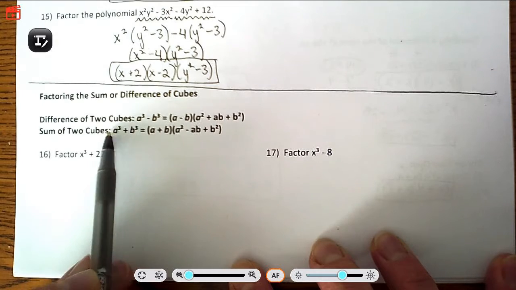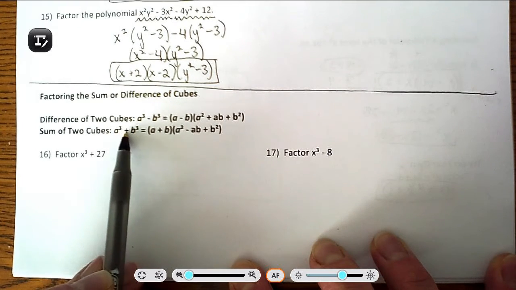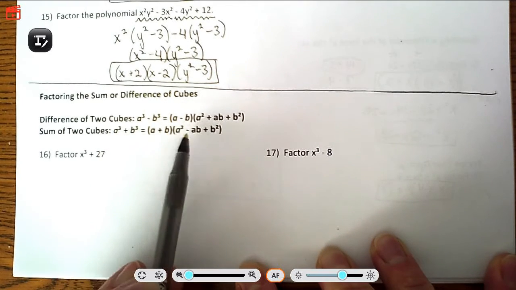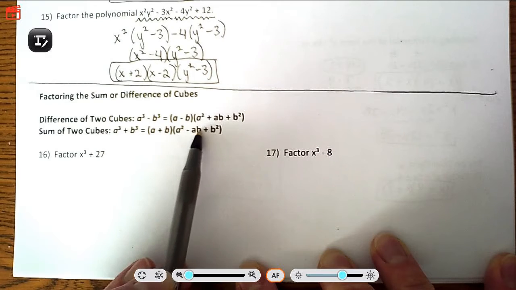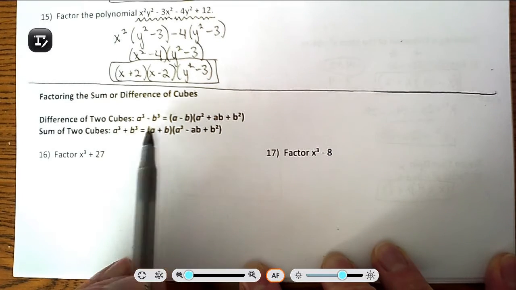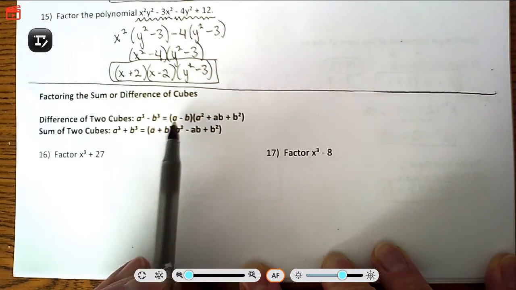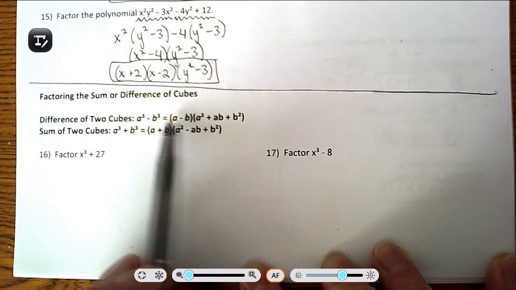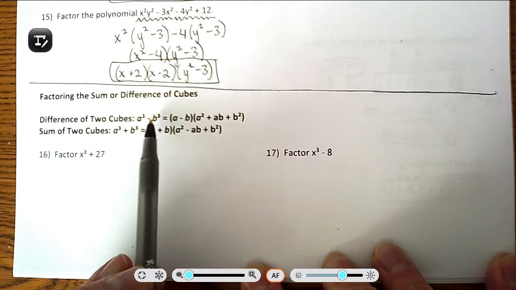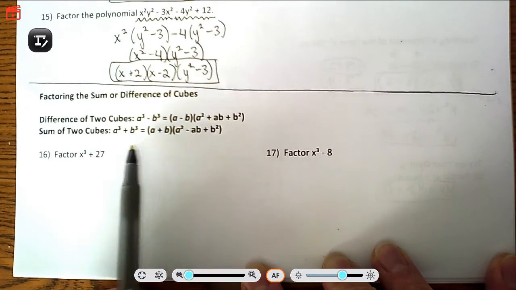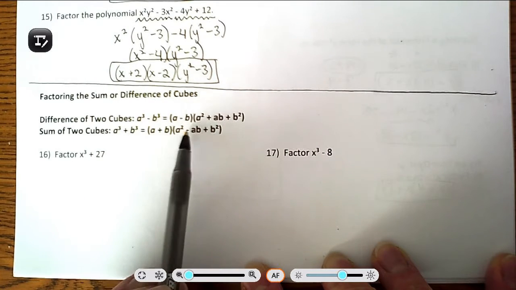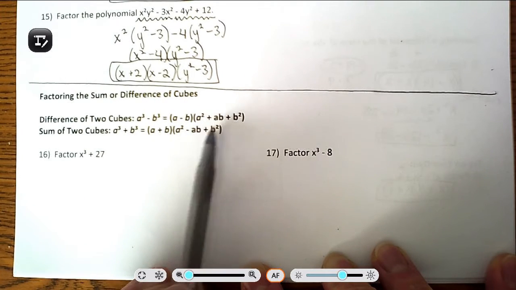In the plus version, the sum of two cubes, it would be the a plus the b, a squared minus ab plus b squared. So they follow the same terms in the same order. The only difference is their signs. The difference of cubes starts with a minus and then is followed with a plus. The sum of cubes starts with a plus and follows with a minus. Both of them end with a plus.